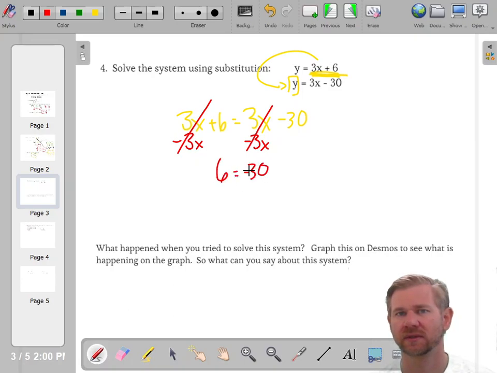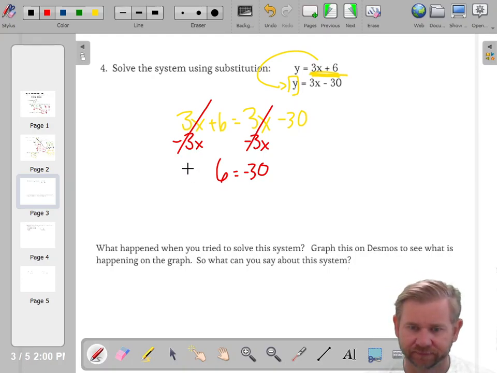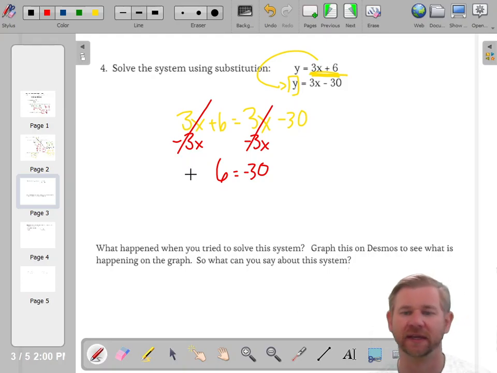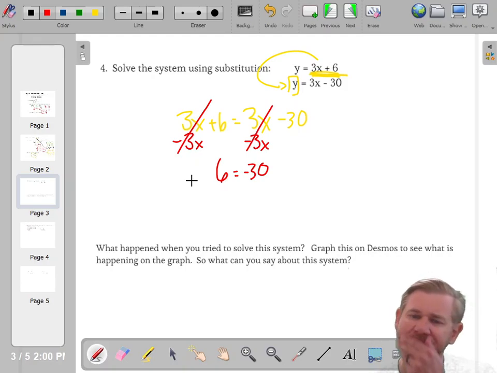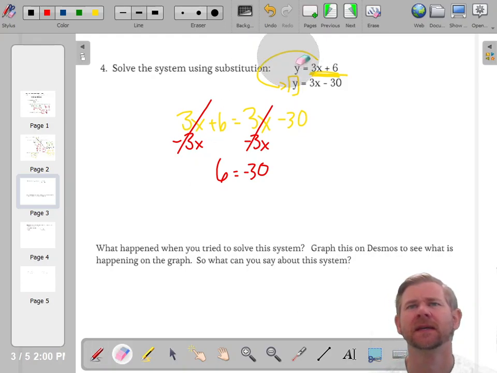6 equals negative... 6 does not equal negative 30. And no matter how hard 6 tries, it will never equal negative 30. So what's going on here? This must be one of those weird ones. Let's see.